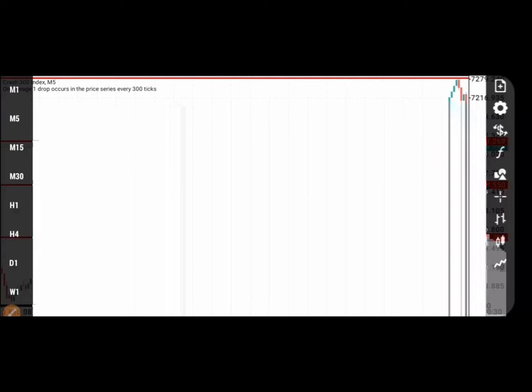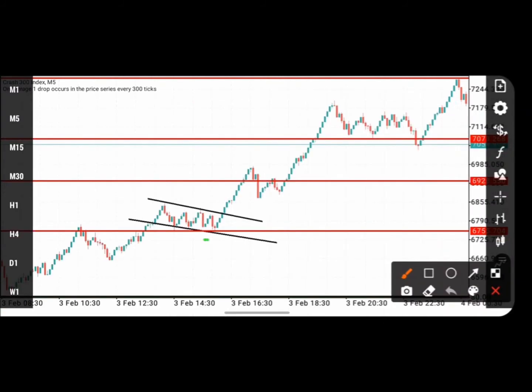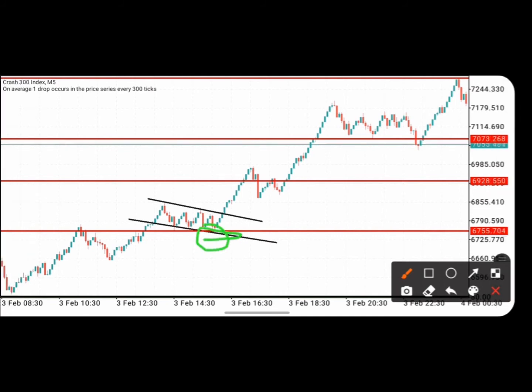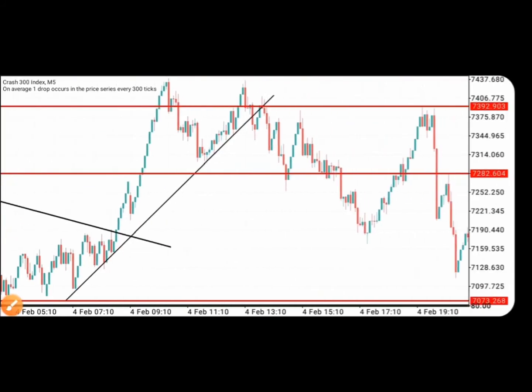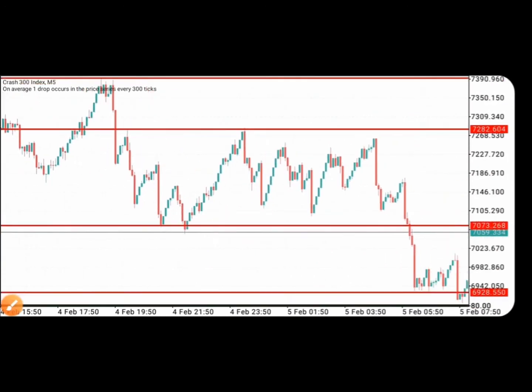So in this case, our stop loss is right here, because this is the previous support. Which means you were risking just this small space to make all these pips. This is how you trade Boom and Crash on the 5 minutes time frame.